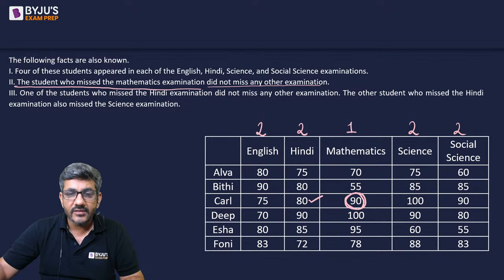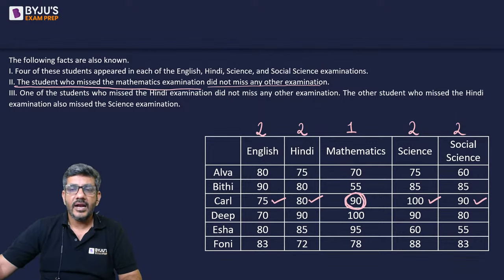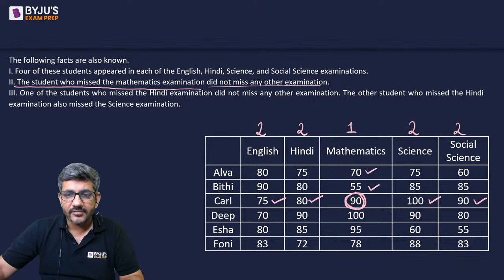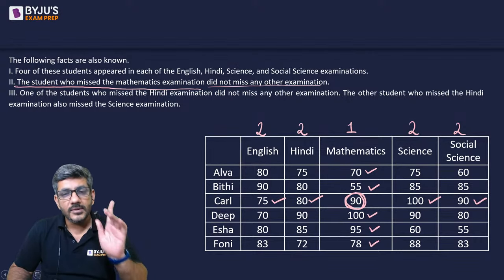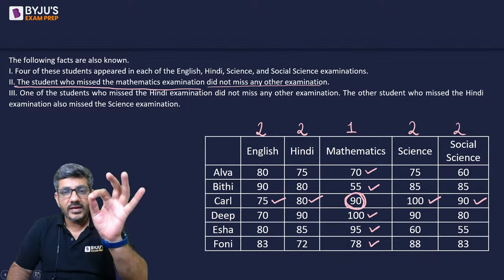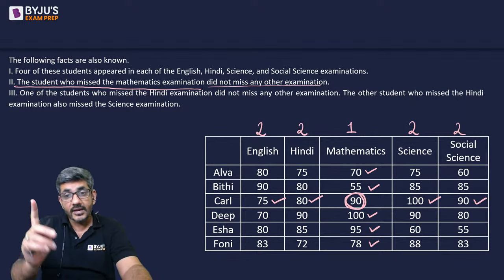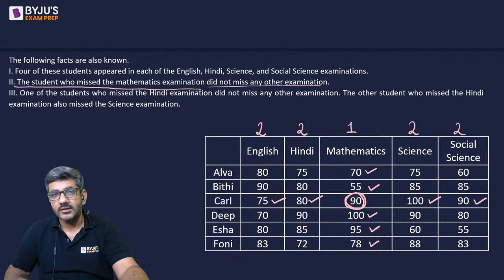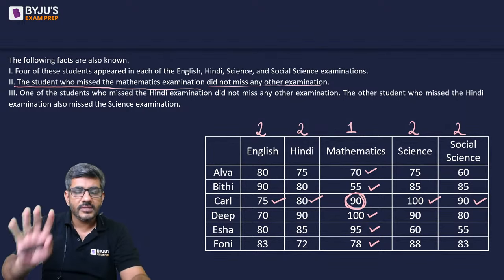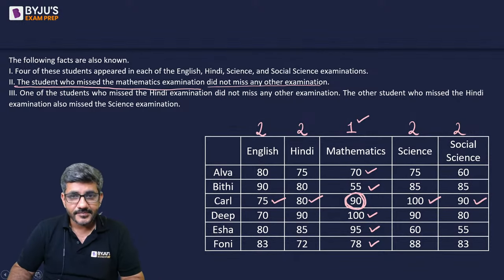So he has appeared for Hindi, he has appeared for English, he has appeared for science, he has appeared for social science, and everyone else has appeared for mathematics. Mathematics was missed by only one person. We got that person as Carl. That means every other person has appeared for mathematics, and Carl has appeared for every other exam. I'm sure this point is clear. So this one is completed now. ये तो हो गया है.